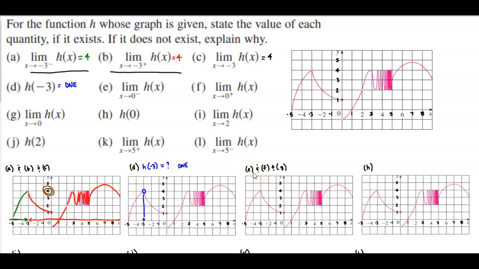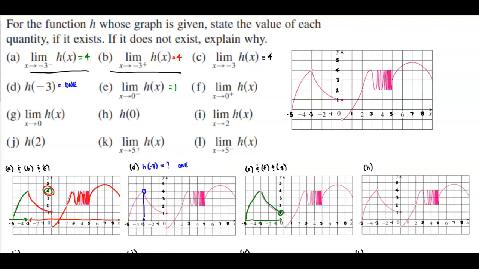Okay, in part E, we want to find the limit of the function h of x as x is approaching 0 from the left. So as x is going to 0 from the left, the function goes from here and then here, and it ends up at 1. So we know that this equals 1.